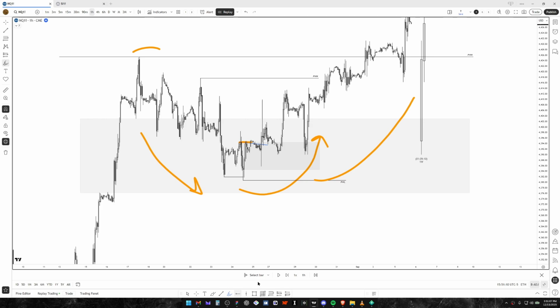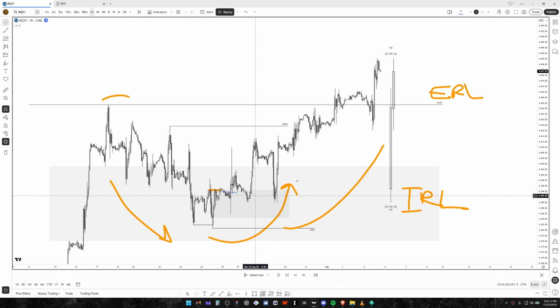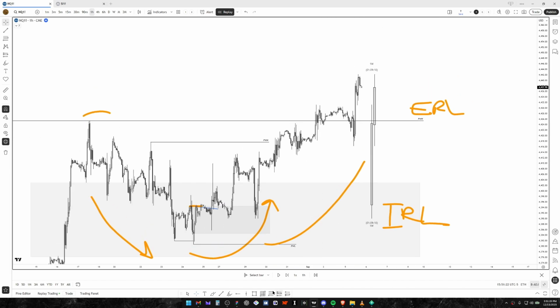Oh, my bad, sorry. Charts. This was internal, and up here was external. So we went from internal to external. That's the framework. When we swept those lows there, we went all the way up. Now that we're external, we're coming back to internal.